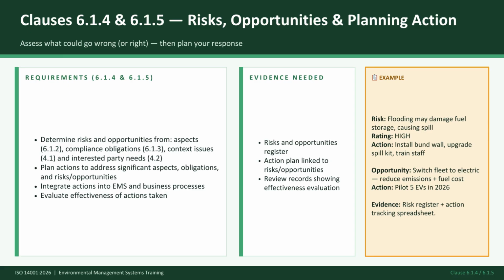Clause 6.1.5 requires you to plan how to address these risks and opportunities. That means, assign an action, give it an owner, set a deadline, and later check that the action worked. Notice this is very different from just listing risks on paper. The standard requires you to act on them.